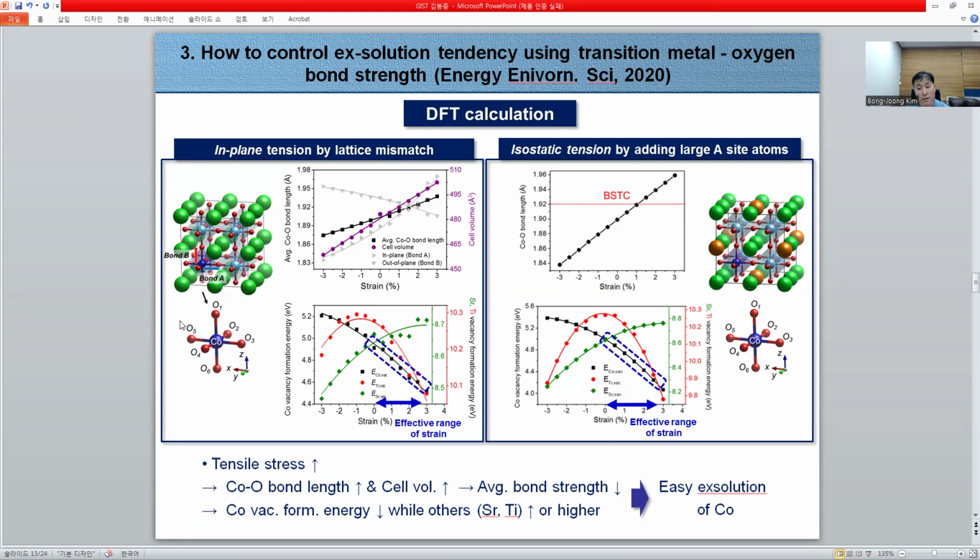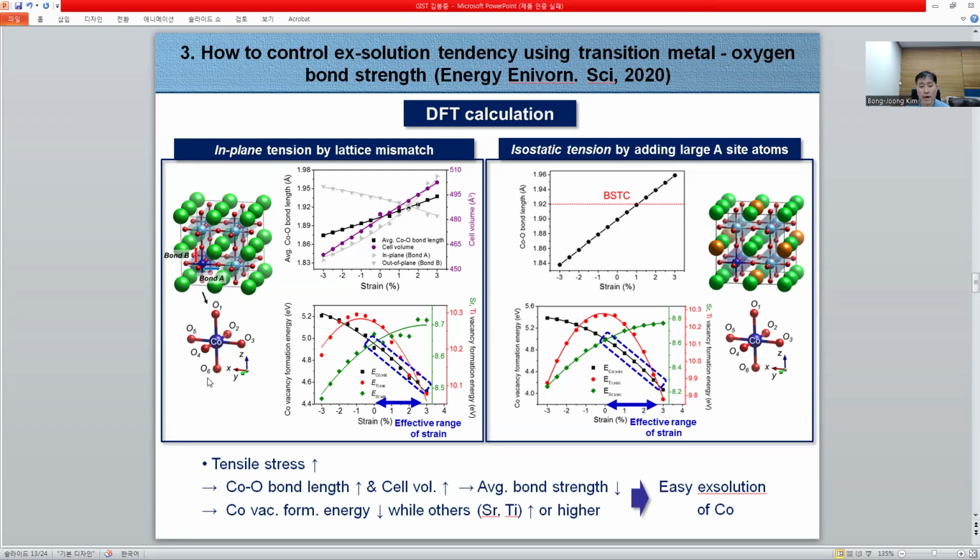In the calculated plot in the graph at the top left, the cobalt-oxygen bond length and the unit cell volume both increase with increasing tensile stress. Also, the graph at the bottom left indicates that in the tensile strain ranging from 0 up to 2.5%, cobalt vacancy formation energy is lower than other elements such as strontium and titanium. All three elements, cobalt, strontium, and titanium, are bonded with oxygen in the film.